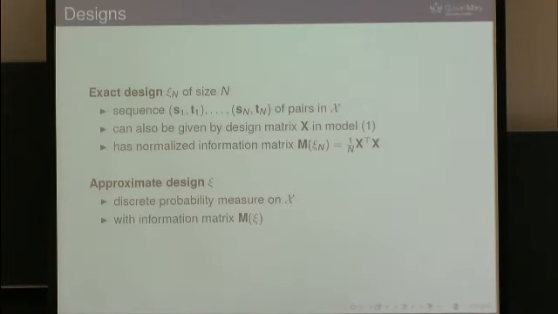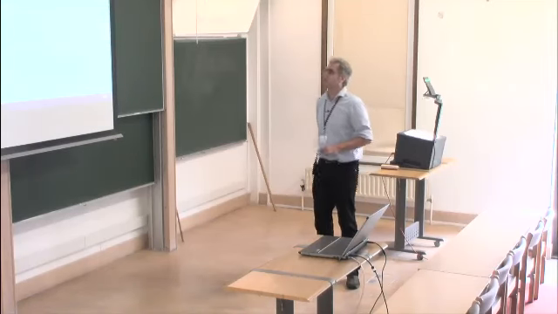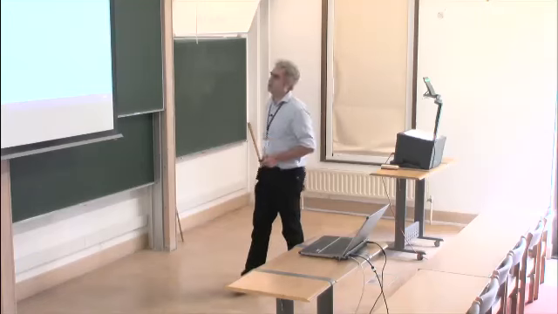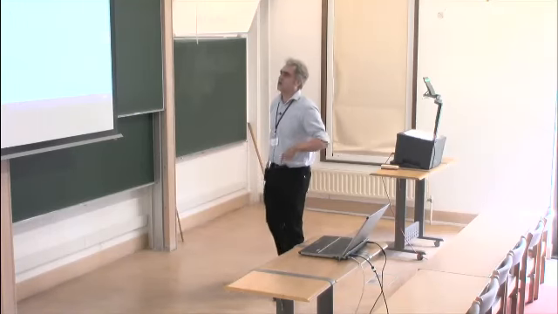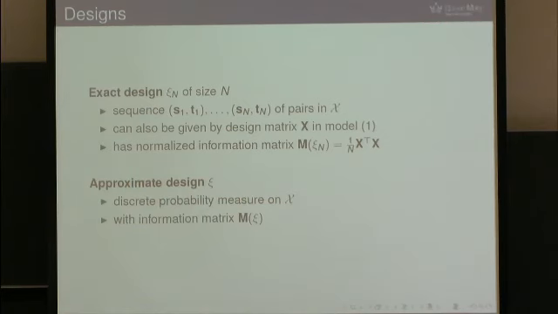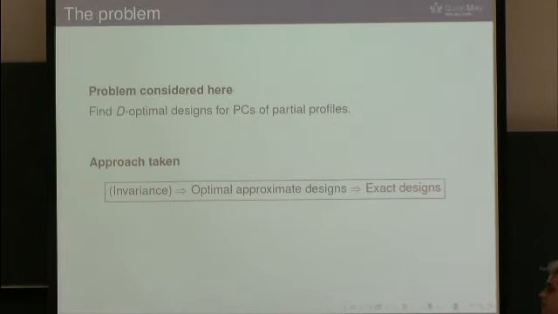Alternatively, we can look at approximate designs, and these are just discrete probability measures on the design space of partial profiles I introduced at the beginning, and that has an information matrix I denote by M(ψ). And because we have seen that so many times here already, I did not bother to actually write down the usual definition for that.